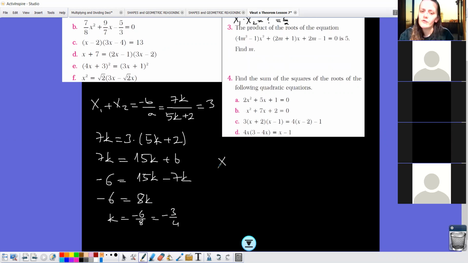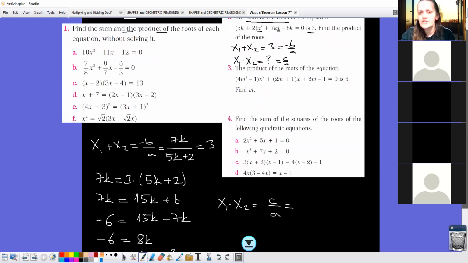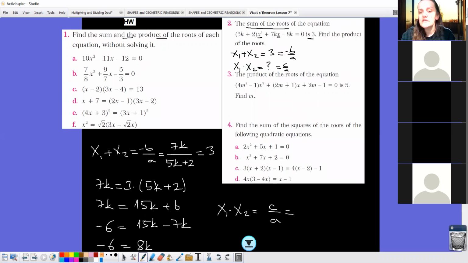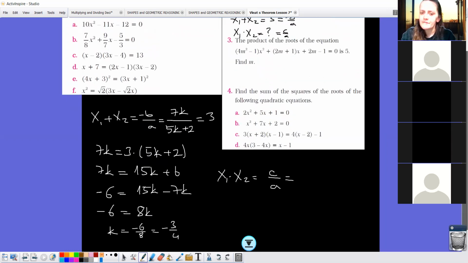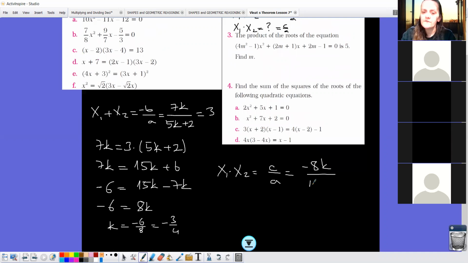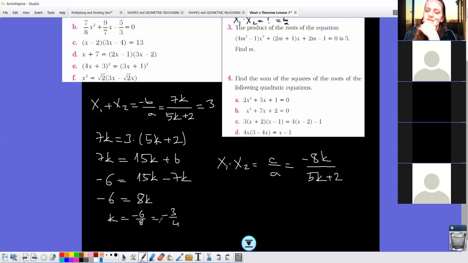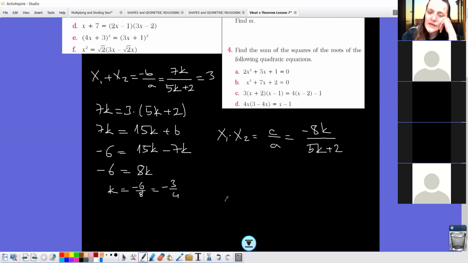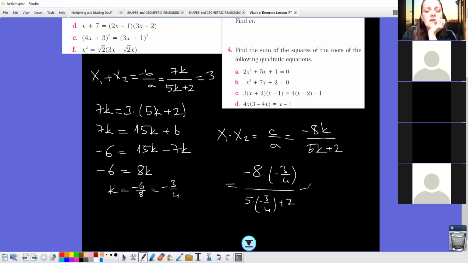According to our formula, x1 times x2 will be c over a. And what is c in our equation? C is -8k over 5k plus 2. Now, instead of k, I will write this value. And I will get -8 times -3 over 4, over 5 times -3 over 4 plus 2. Now, minus times minus will be plus.